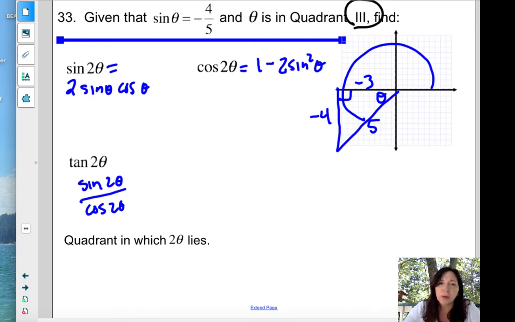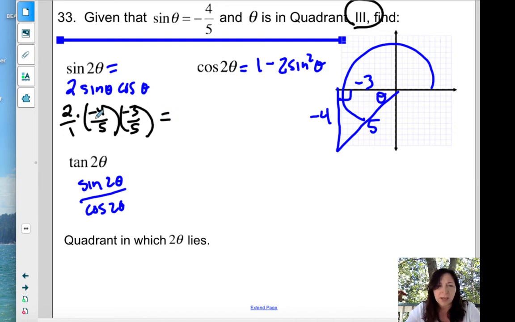So for this one, we're going to go 2 times sine of theta. Sine is opposite over hypotenuse, so this will be -4 over 5. Cosine of theta will be -3 over 5. And so multiplying these out, straight across, I'm going to get 2 times 4, which is 8. 8 times 3 is 24, all over 25. So this one is sine of 2 theta.